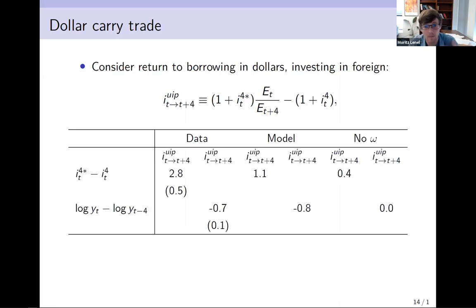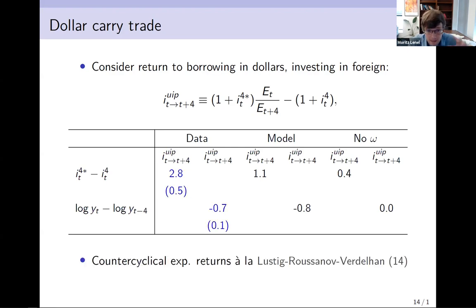So in the data, empirical research has shown that, first, this uncovered interest rate parity return is predictable. Higher return differentials between foreign bonds and US dollar bonds predict excess returns on that strategy by more than 1-to-1. And importantly, these carry trade returns are counter-cyclical, as shown by Lustig, Roussanov, and Verdelhan: in bad times, when output growth has been low, going forward these carry trade returns will be even higher. Our model can naturally replicate these features.